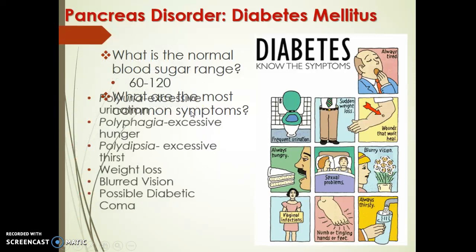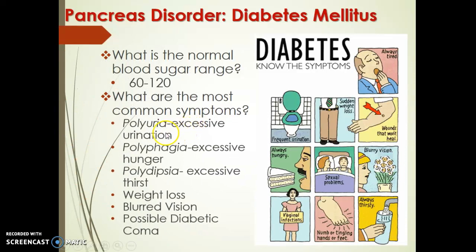What are the most common symptoms of patients who have diabetes? First of all, they're going to have polyuria, which we learned about in the urinary system, means excessive urination. They'll have polyphagia. What that typically means is they'll be very, very hungry. Polydipsia, which usually means excessive thirst. They'll want to drink all the time. They typically will lose weight. They'll have blurred vision, and then they'll possibly, if it gets really bad and undetected, go into a diabetic coma.